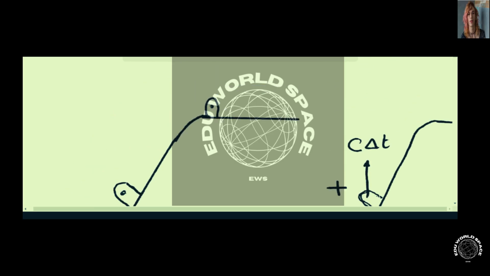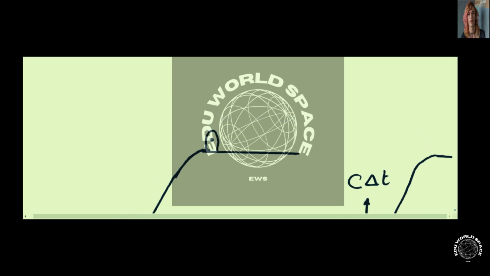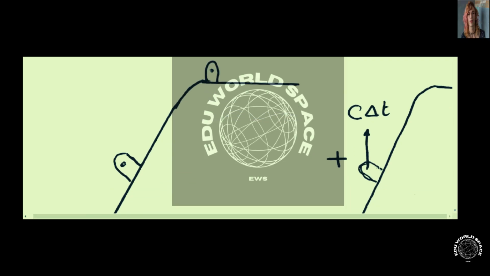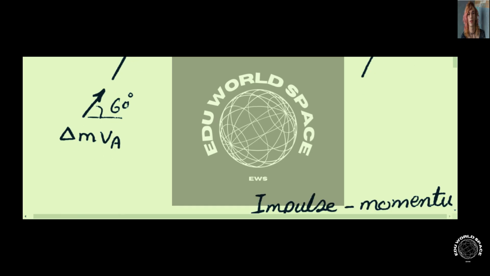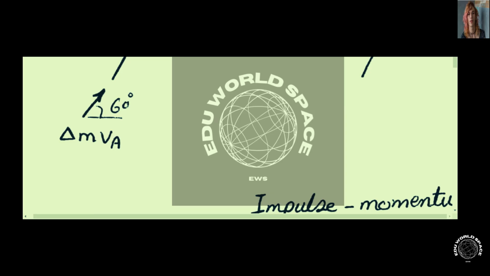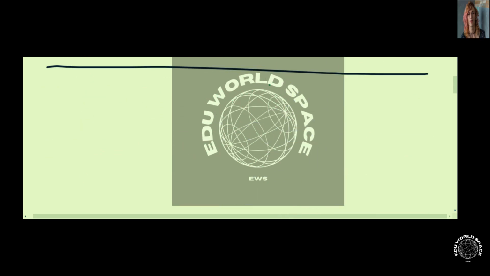Here, the rate of water flow Q is 40 feet cube per minute. The water flows at A with velocity VA of 75 feet per second at an angle of 60 degrees, as you can see over here, and at point B the velocity is again 75 feet per second and the direction is horizontal. So these data are already given.